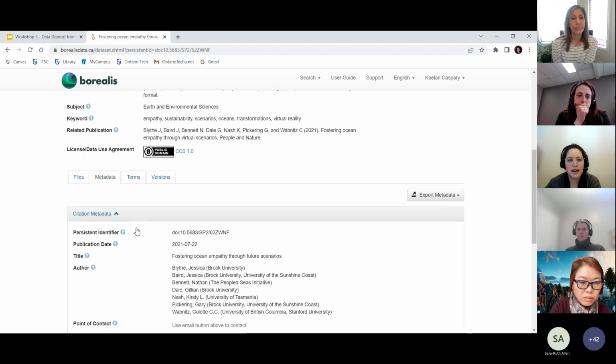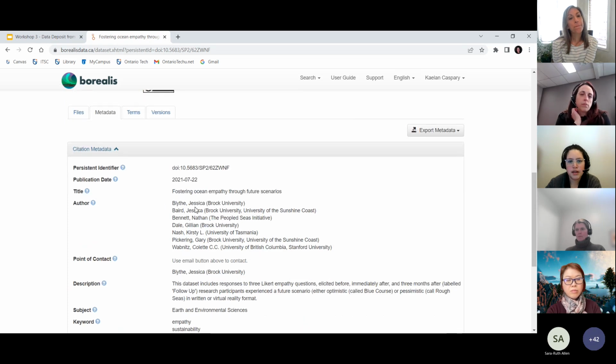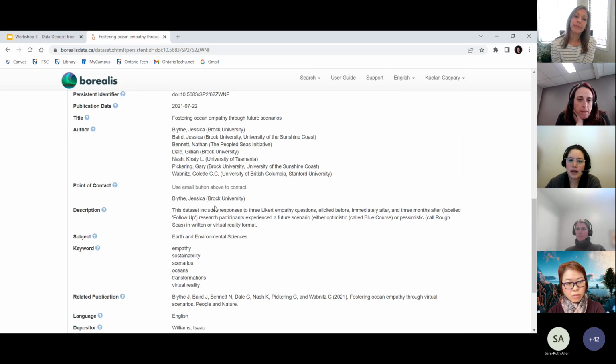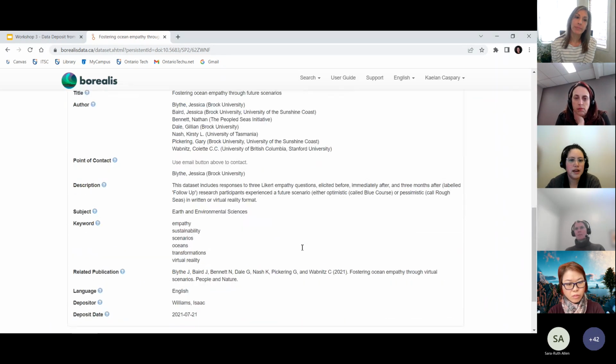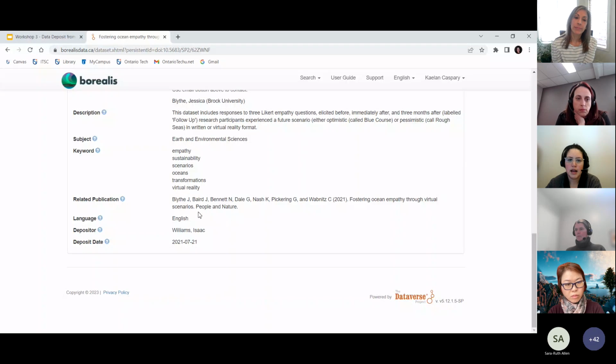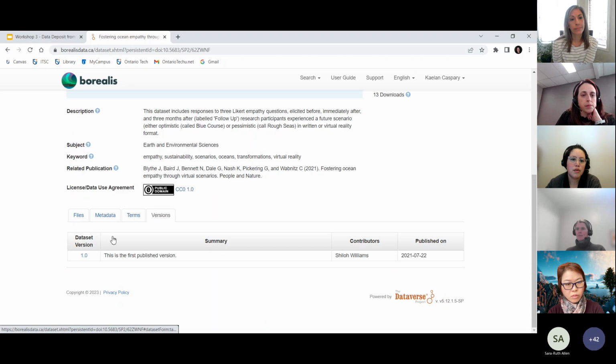Again, you can see some of that metadata. So that's that DOI, the persistent identifier that I was speaking about earlier. Title, authors. This was a collaborative project, so you can see a number are from Brock University, but also collaborated with researchers at the University of Tasmania and University of the Sunshine Coast, UBC, things like that. The point of contact, so there's the ability to contact the owner up here if that's something that you're interested in. Keywords, again, that related publication date. Terms, so that's that license there, and then version. So we just have one version here, but if you were to upload additional versions, there are versioning capabilities as well.